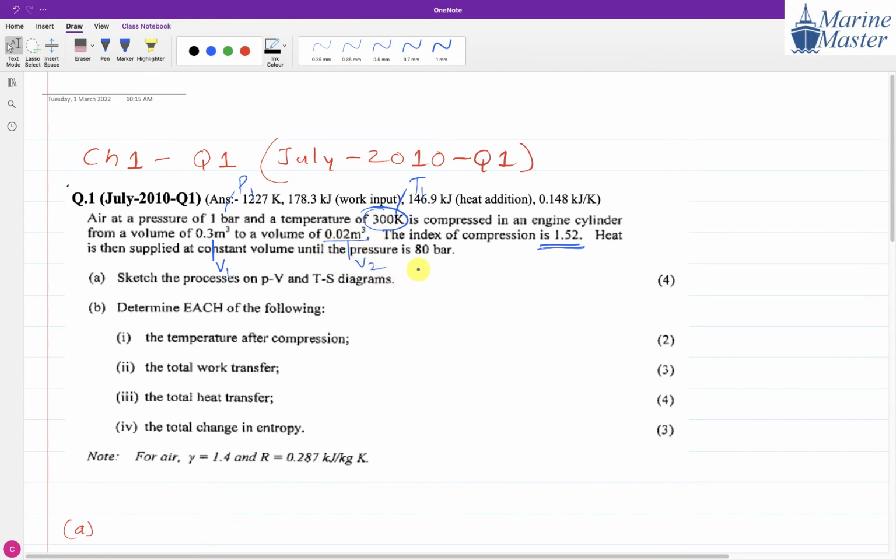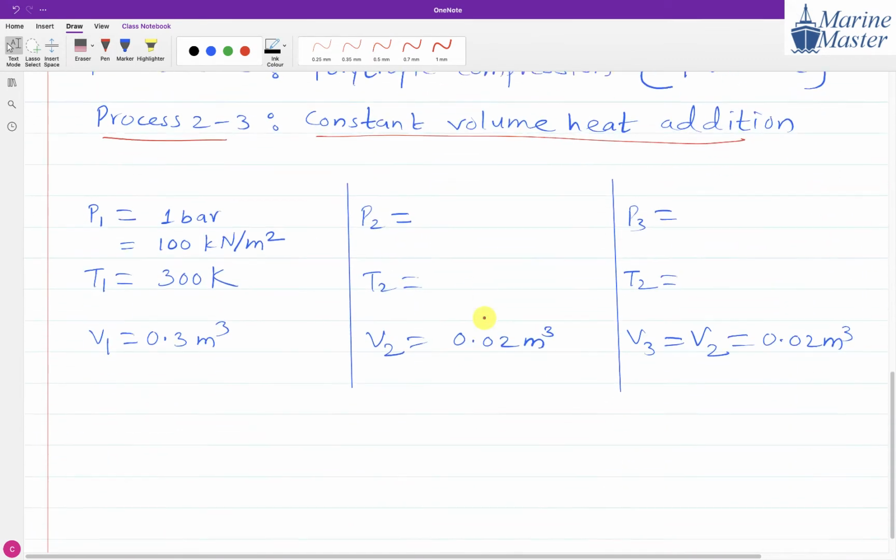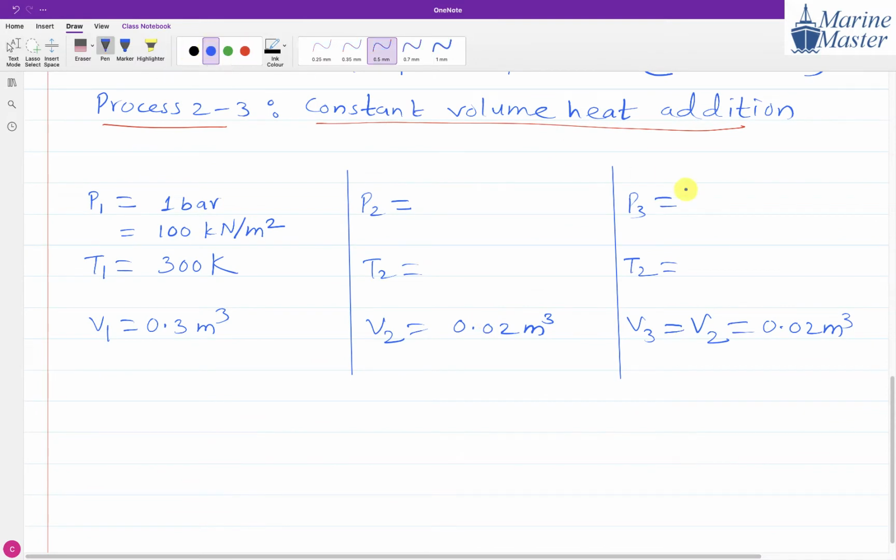V2 is equal to V3, and up to what point are we going to add heat? Up to what pressure? Up to 80 bar. Until the pressure reaches 80 bar. So this will be the pressure at point 3. P3 will become 80 bar.